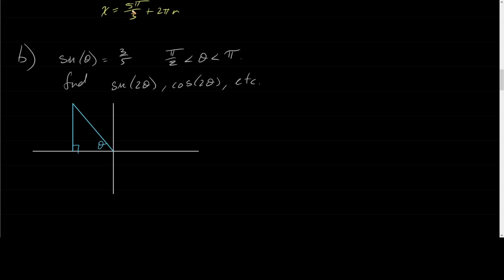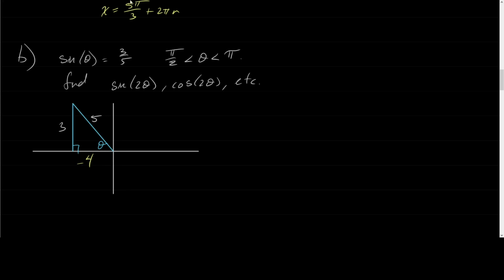I know from SOHCAHTOA that sine is opposite over hypotenuse. So this is the opposite. That's the hypotenuse. That would tell me that the adjacent side is 4 because it's a 3, 4, 5 triangle, right? We recognize that. If we didn't recognize that, we could have used the Pythagorean theorem to solve for the other side. Now, the one thing that we need to keep in mind here is that we're on the left half of the plane, meaning that this value right here, the horizontal values, need to be negative. So this is really a negative 4.